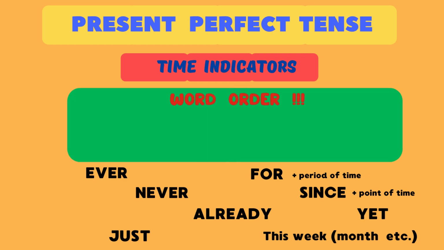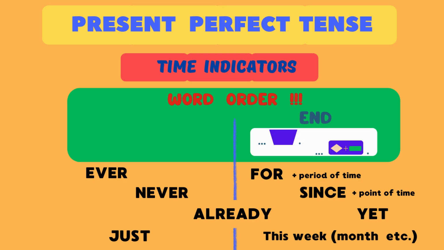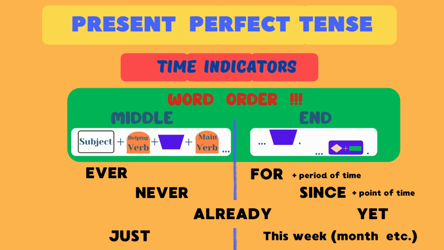Word order. In the present perfect tense, usually placed at the end of the sentence: for plus a period of time, since plus a point of time, yet, this week, month, etc. Always placed before the main verb, past participle: ever and never, just. Already can be placed before the main verb, past participle, or at the end of the sentence.